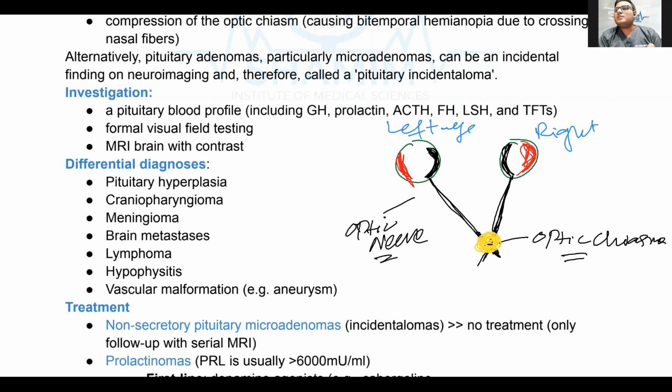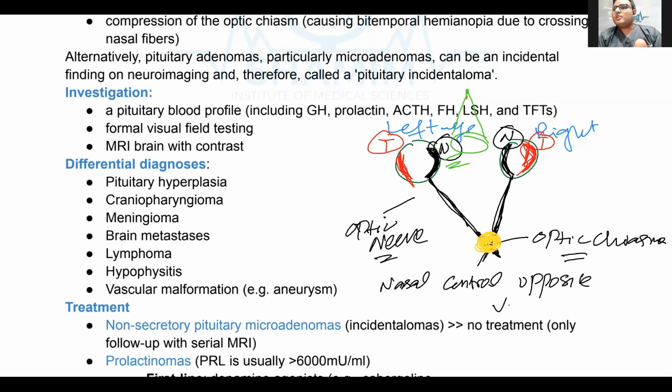When they compress at this level, what will happen? The black is denoted by N for nasal, and red is denoted by T for temporal side. This is the nasal side. I can make a diagram of the nose here. This is a nose, this is the nasal side, and this is the temporal side. Remember, a very important concept here is that nasal fibers control the opposite visual field. Very important, high-yield point: nasal fibers, denoted by black, control the opposite visual field.